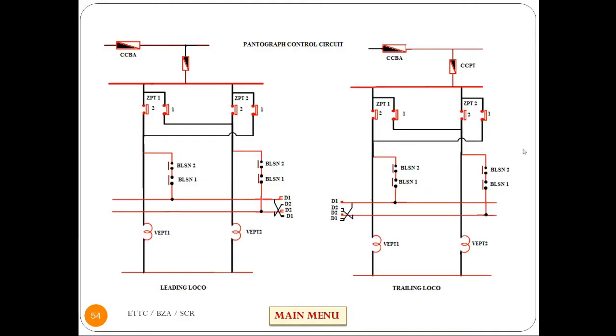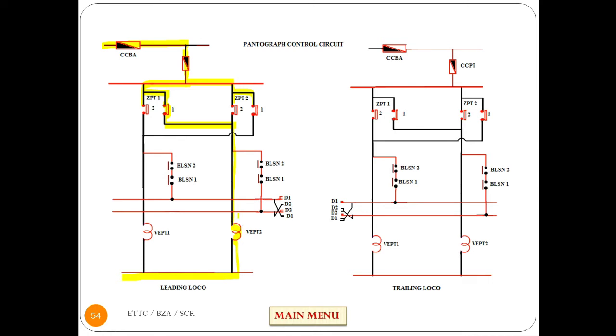Normally in single loco, whenever you are keeping the HB on one position, if your additional CCBA and CCPT are in good condition, let us assume you are in cab 1 and you operated the ZPT1, cab 1 ZPT1 on one position. Through one interlock, the supply will come like this to VEPT2. Whenever VEPT2 coil gets the supply, it will admit the pneumatic pressure into the servo motor. So your Panto 2 will rise.